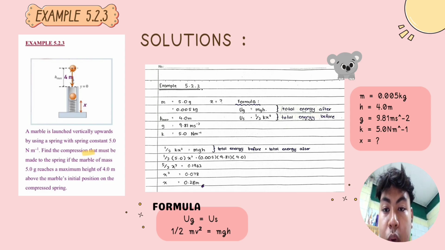Example 5.2.3. A marble is launched vertically upwards by using a spring with spring constant 5.0 N m -1. Find the compression that must be made to the spring if the marble of mass 5.0 g reaches a maximum height of 5.0 meter above the marble's initial position on the compressed spring.